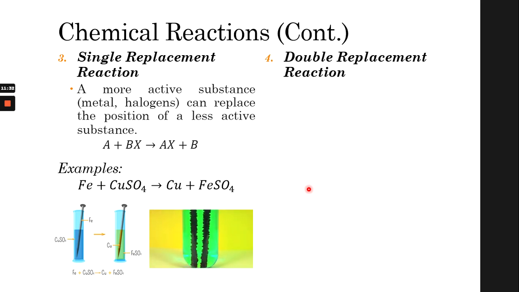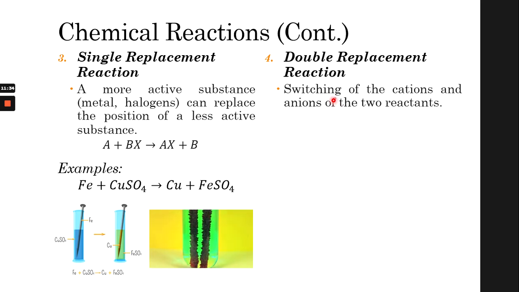Next, we have what we call a double replacement reaction. In this situation, we are switching the cations and anions to create two new ionic compounds. For example, this is your first ionic compound AX and your second ionic compound BY. What happens is that you switch the cations from their corresponding anions, so A becomes connected with Y and X becomes connected with B. So you're creating new ionic compounds.